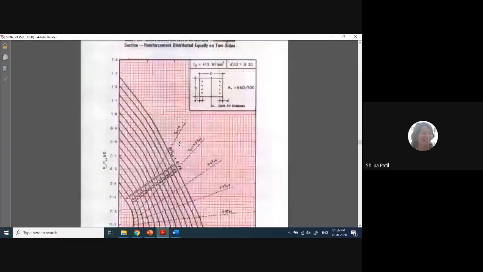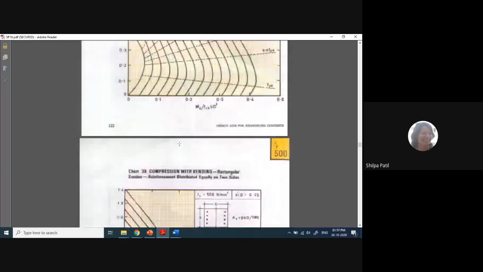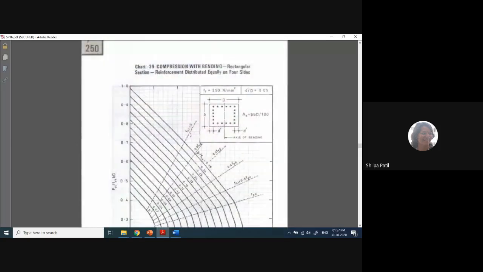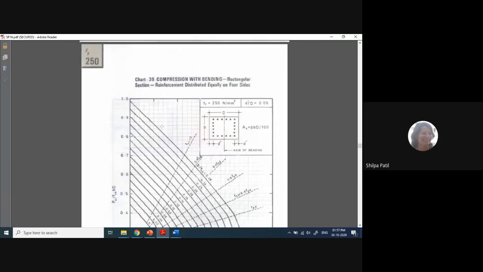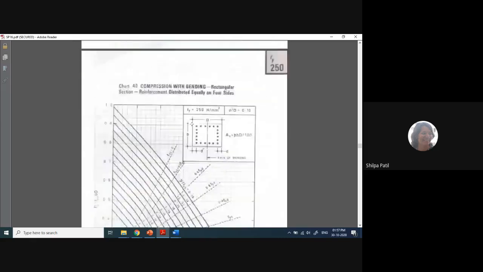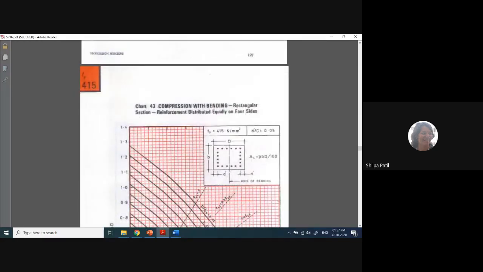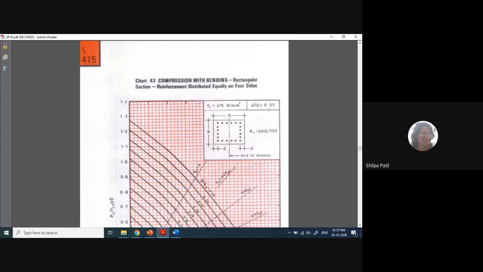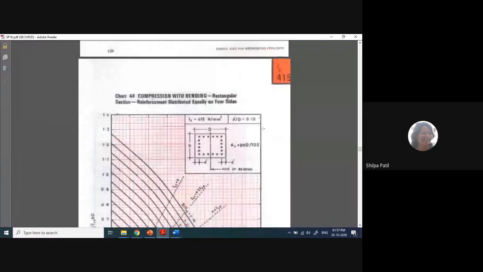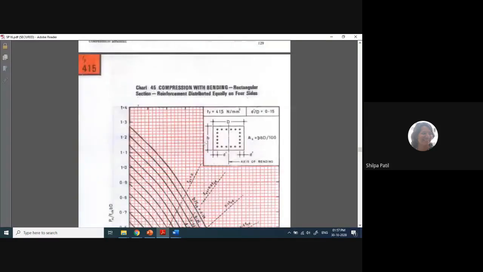So this diagram I have to refer. Yes, this diagram. Now for this diagram, check the d dash by D ratio. It is 0.125, and also check fy. fy is 415, so I will go to the 415 graph. This is fy 415. The d dash by D ratio here is 0.05. Ours is 0.125. Okay. Second is 0.1 and third is 0.15.